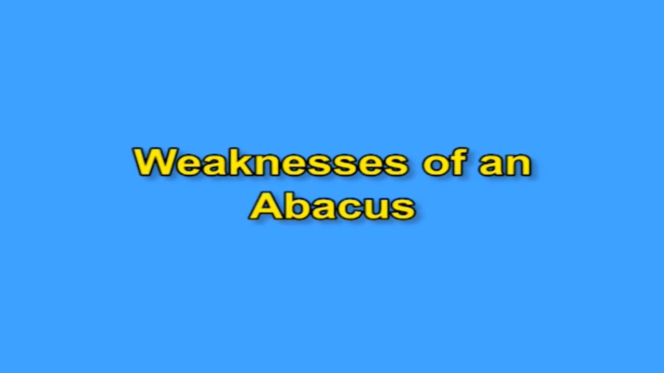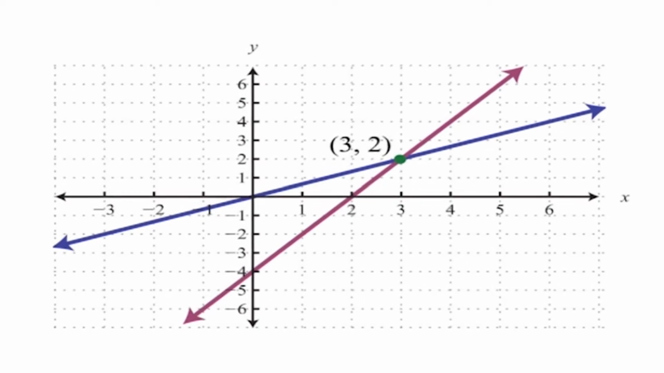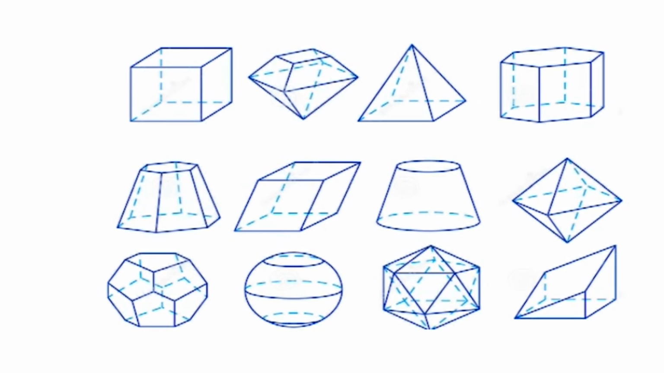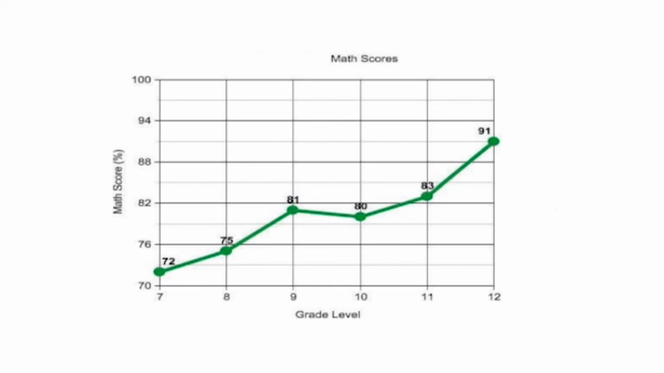Some of the weaknesses of an abacus: it is unable to solve problems involving linear equations or geometry, algebra or trigonometry graphs. The steps in a problem cannot be displayed. Only the final answer can be viewed.